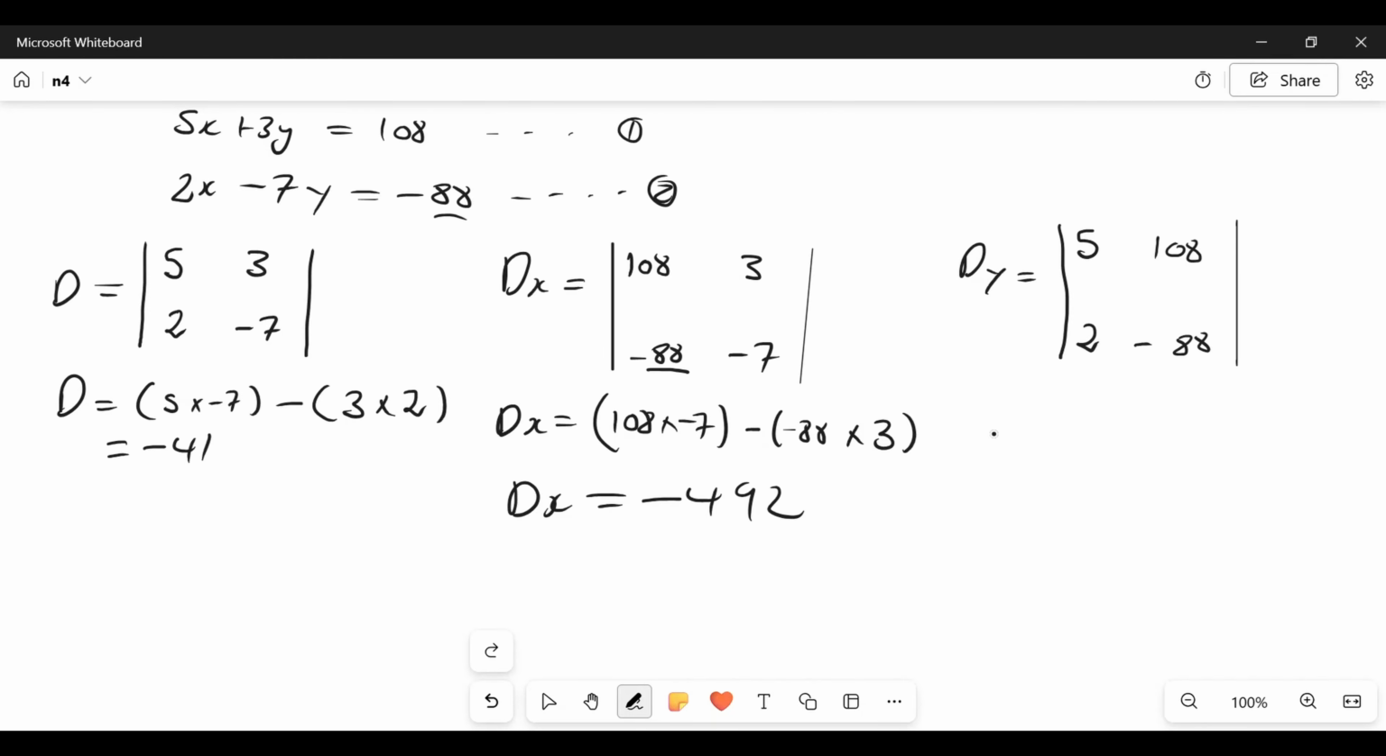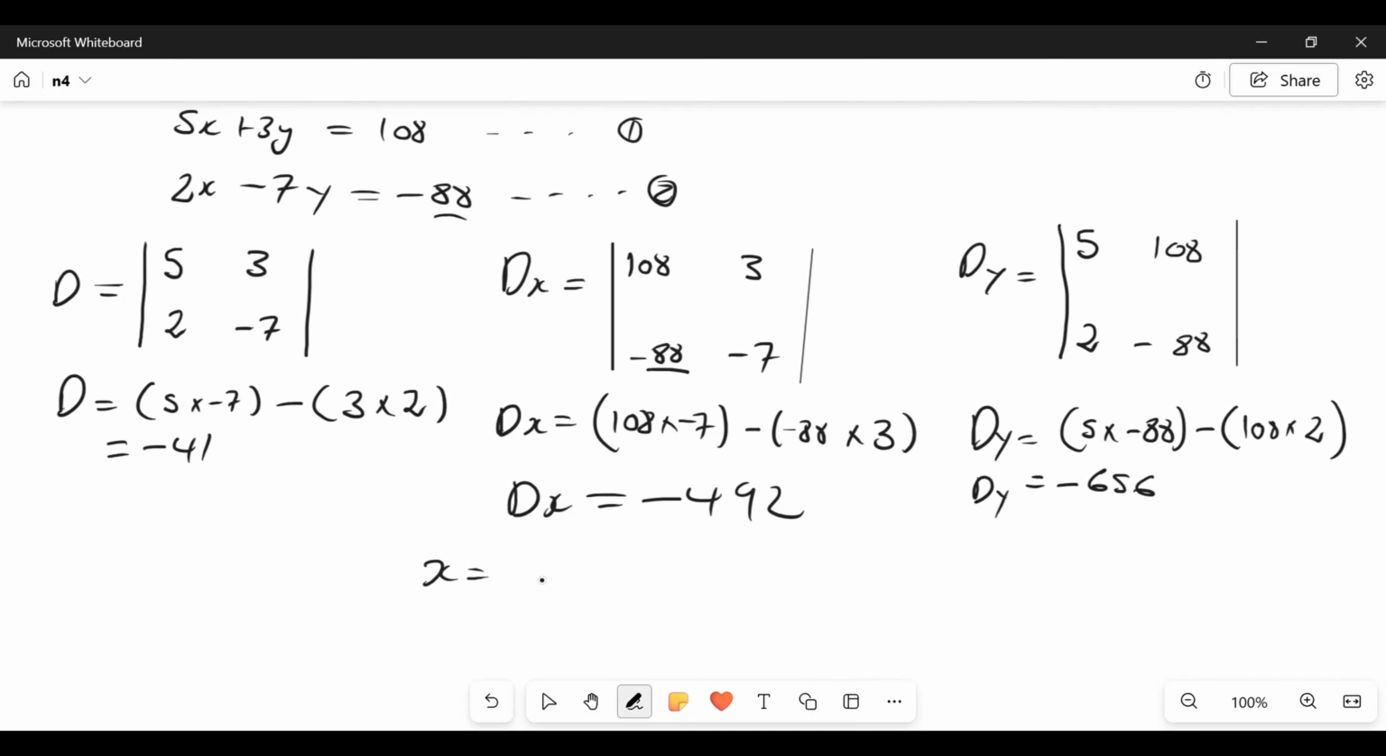There we go. So from there, we calculate dy. dy is going to be equal to, we multiply the first entry, which is 5, with the last entry, which is -88, right? Minus, and then we're going to multiply the second entry, which is 108, with the third entry, which is 2. Now we put this on the calculator. dy is going to be -656. There we go. So these here are the determinants. They are not yet the actual values. So in order for us to calculate x and y, the following is required.